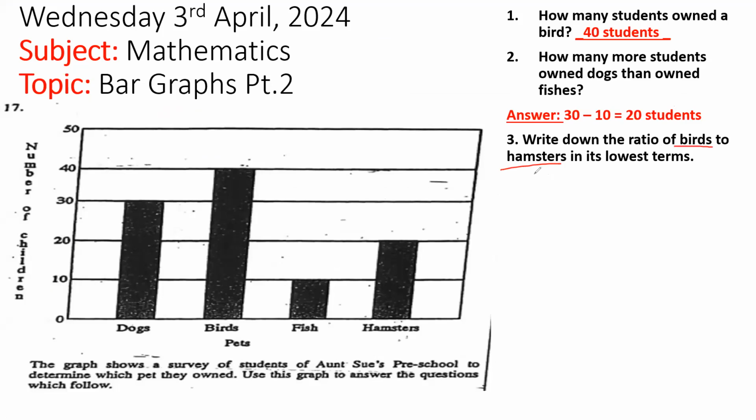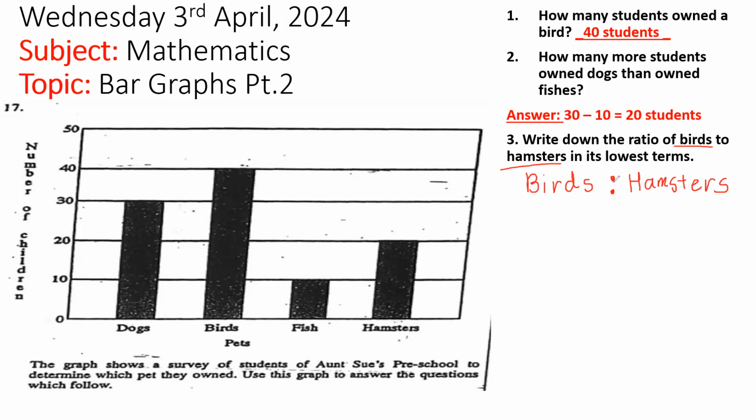So we have to say birds, right? Ratio of birds to hamsters. Now we're going to put a colon here. So we have birds and then we have hamsters. Birds to hamsters.